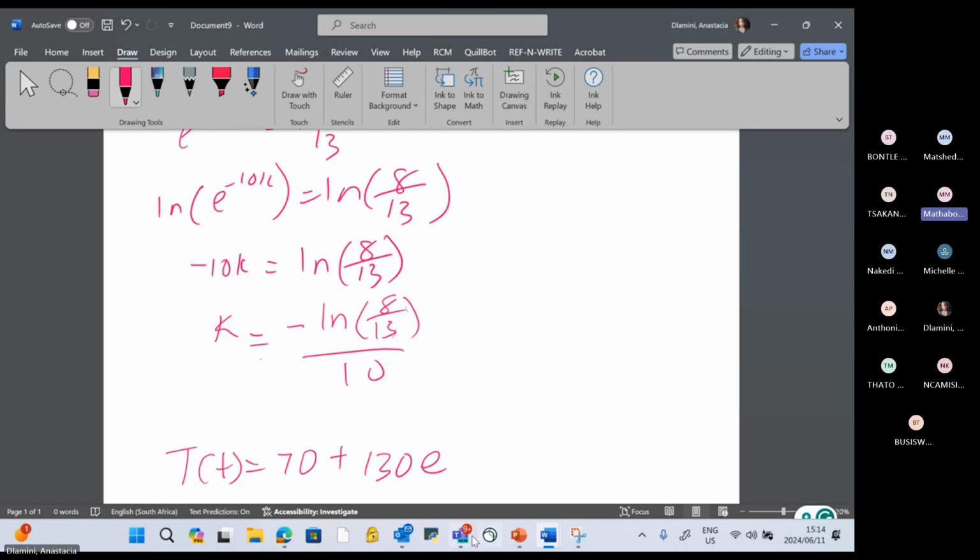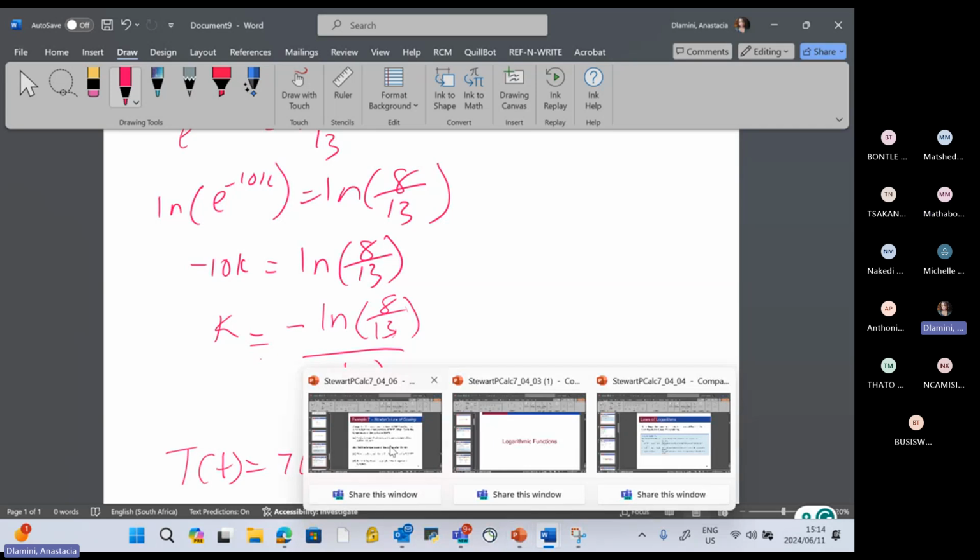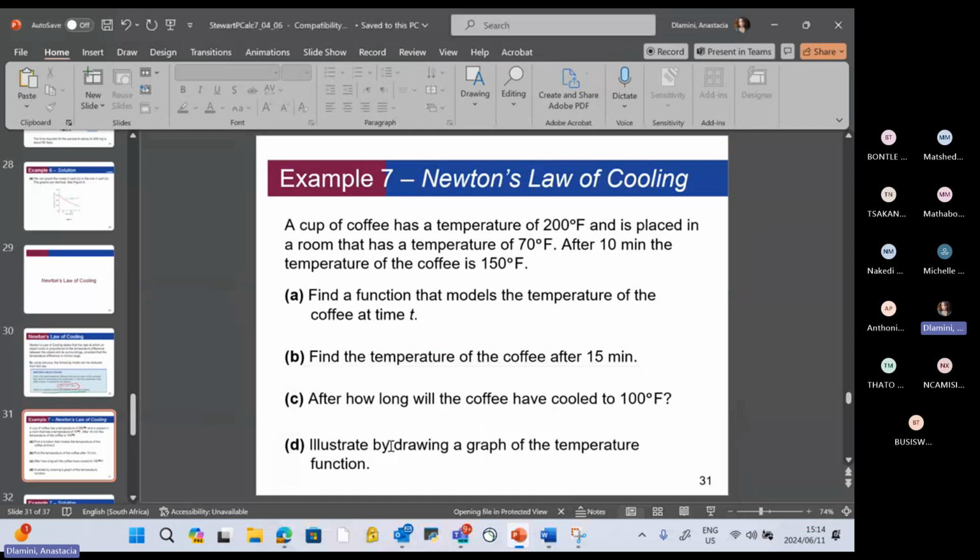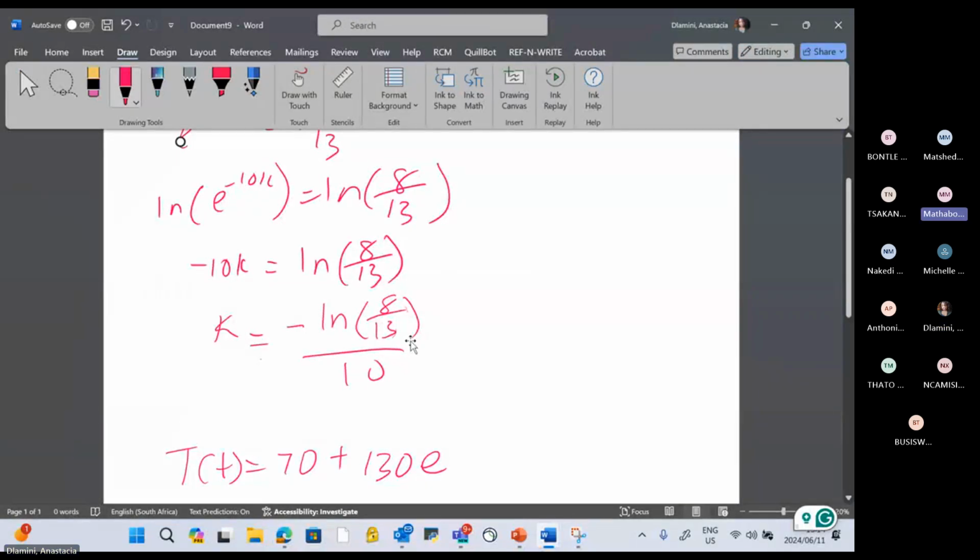Oh, okay. Let's do that and see. So if you take ln of 8 over 13, it should give you a negative answer such that it cancels the negative in front. Can anyone check with the calculator? Yes, ma'am, it is negative. Thank you. So it becomes negative times negative, and then it becomes positive. Thank you for highlighting that K has to be positive.